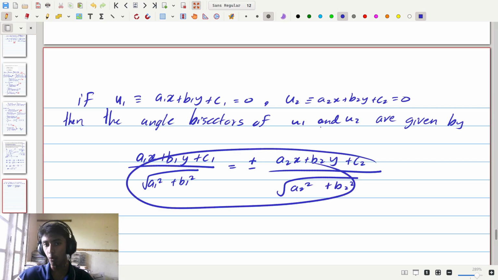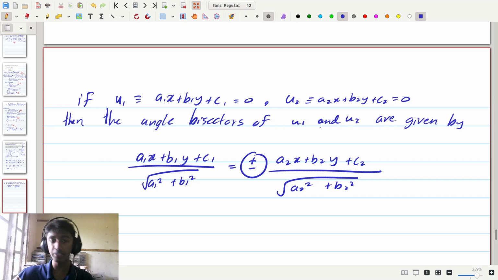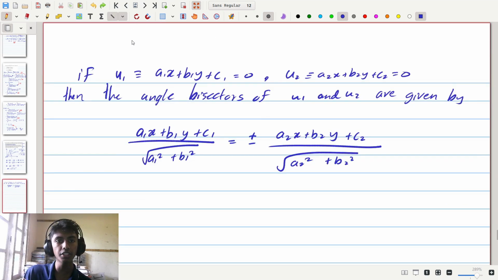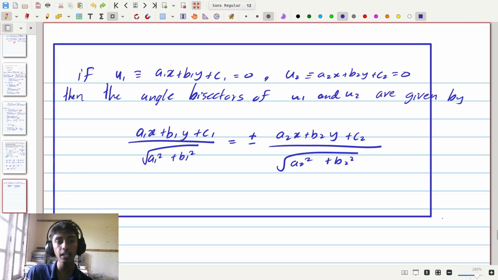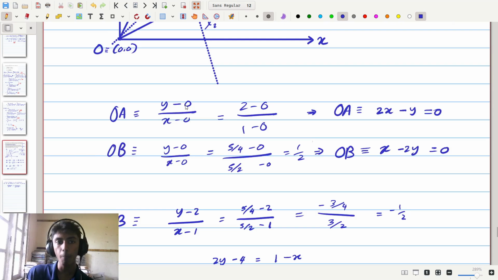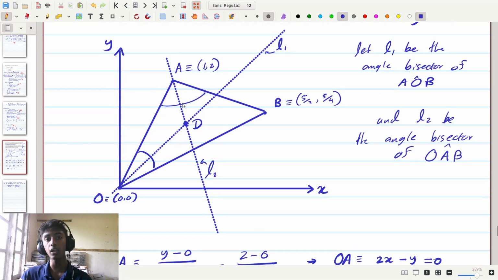So this relationship holds. One of these two, either the plus case or the minus case, is going to be the acute angle bisector of these two lines, and the other case, the minus case for example, is going to be the obtuse angle bisector. Now, I'm going to use this knowledge to find the two angle bisectors that we're looking for, the angle bisector of the angle AOB and the angle bisector of the angle OAB.